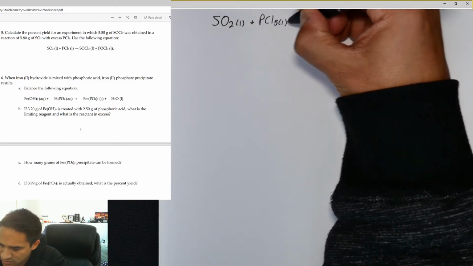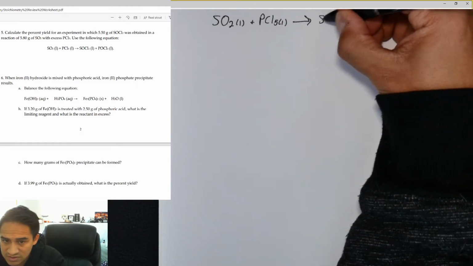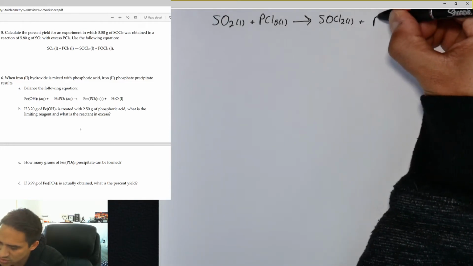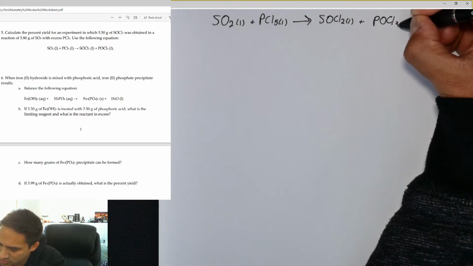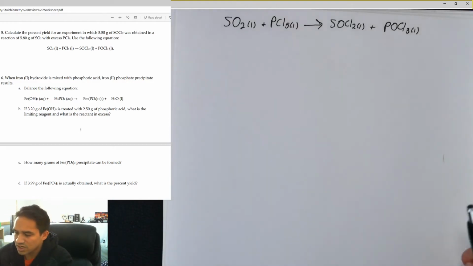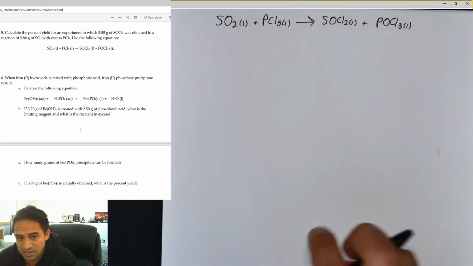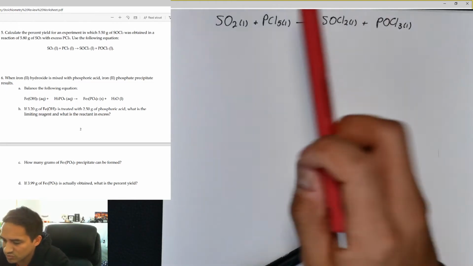PCl5 liquid makes SOCl2 liquid plus POCl3 liquid. Okay. So first thing is we should probably check to make sure that everything is balanced. It might be, it might not be. So real quick, let's see.